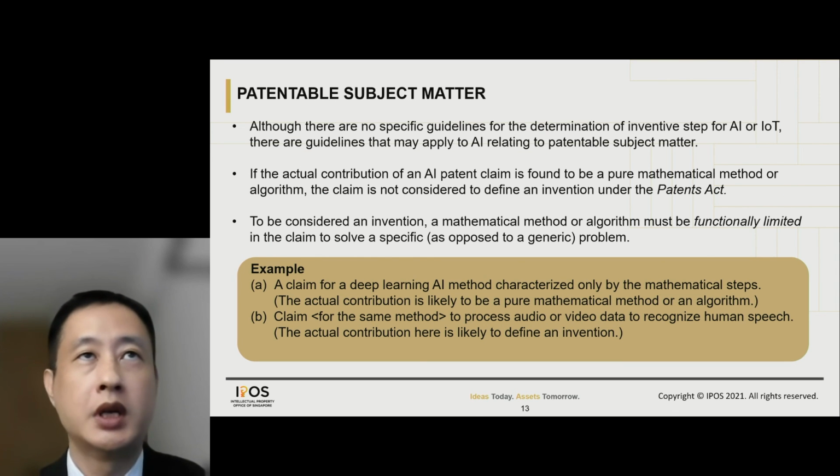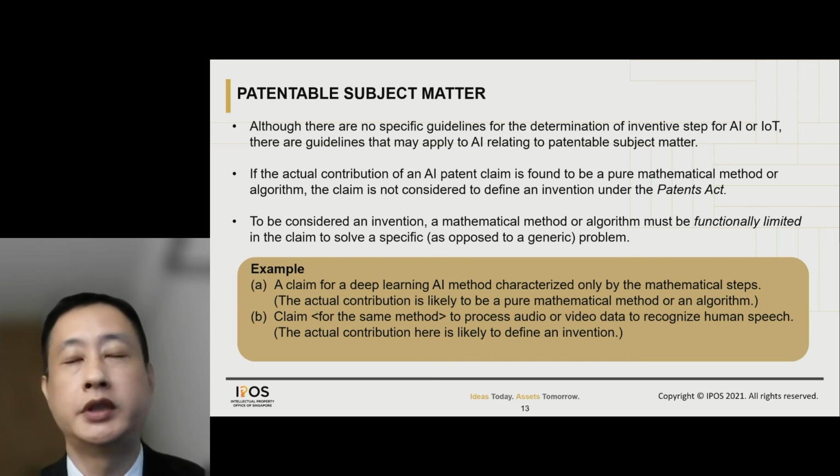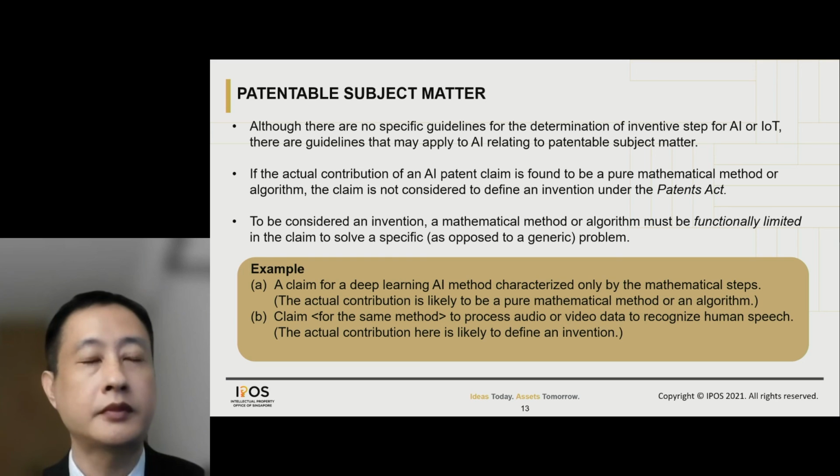Patentable subject matter. Although there are no specific guidelines for the determination of inventive step for AI or IoT, there are guidelines that may apply to AI relating to patentable subject matter. If the actual contribution of an AI patent claim is found to be a pure mathematical method or algorithm, the claim is not considered to define an invention under the Patents Act. To be considered an invention, a mathematical method or algorithm must be functionally limited in the claim to solve a specific as opposed to a generic problem.